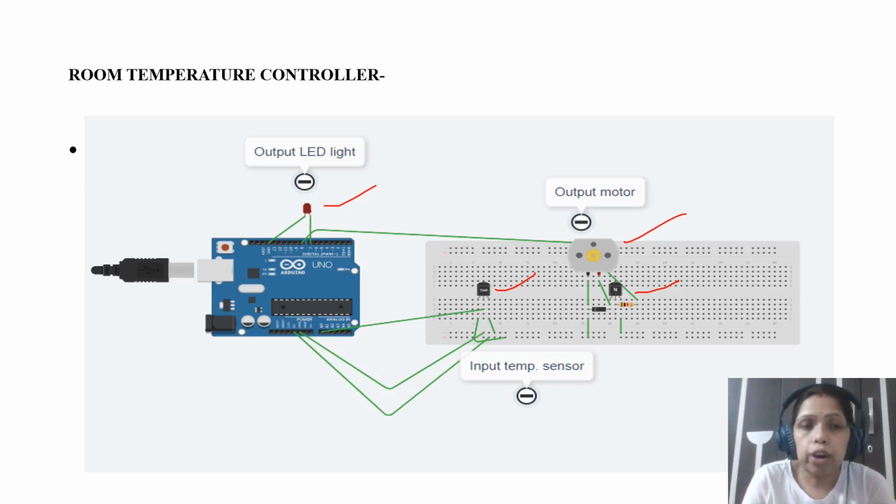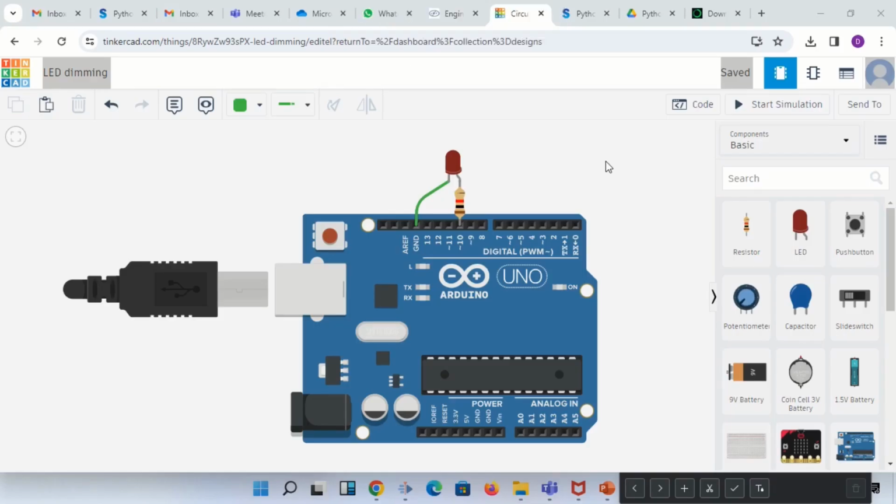Okay, so now I want to show the analogWrite function using Tinkercad. Here I can show you the LED dimming, how our LED light is increasing and also decreasing. Only one LED is required. The anode terminal you connect with the resistor to pin number 10, and the cathode you connect with the ground. Nothing else is required. Automatically the LED brightness will increase and then decrease.